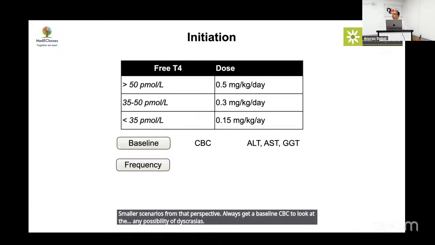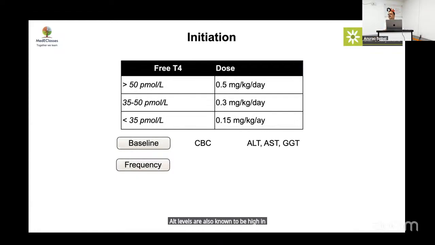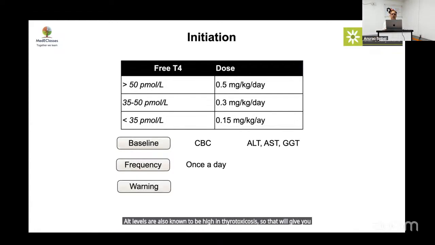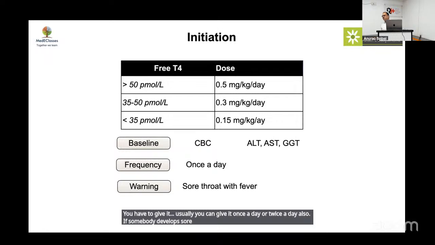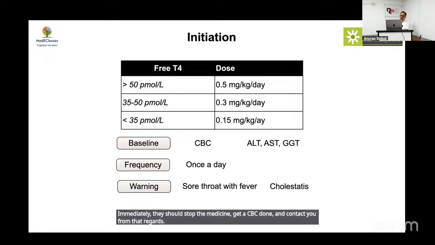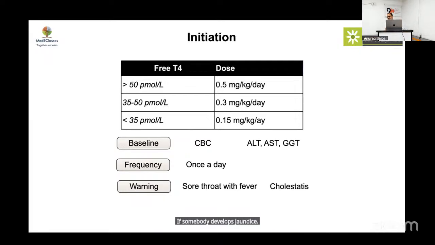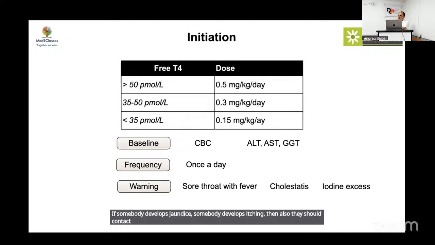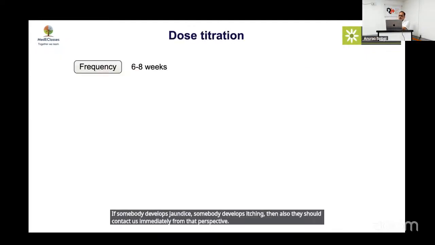ALT levels are also known to be high in thyrotoxicosis. So that will give you a good clue. You can usually give it once a day or twice a day. If somebody develops sore throat and fever, they should immediately stop the medicine, get a CBC done and contact you. If somebody develops jaundice or itching, then also they should contact us immediately.